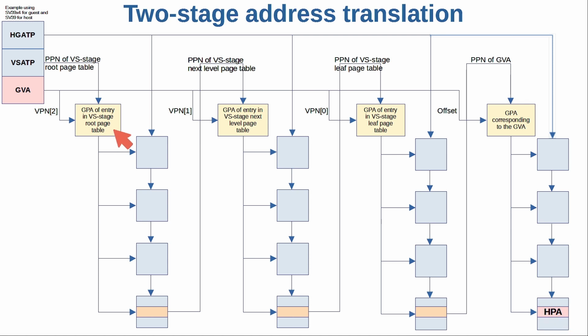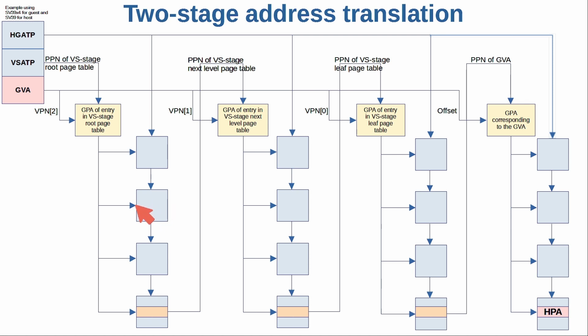Let's take a look at the scenario where we have VS-stage page fault. A VS-stage page fault can happen, for example, when we reach here and the page table entry here says that the next level page table of the VS-stage is not valid, then there will be page fault exception. This page fault exception can be delegated to the guest using the HEDELEG register.